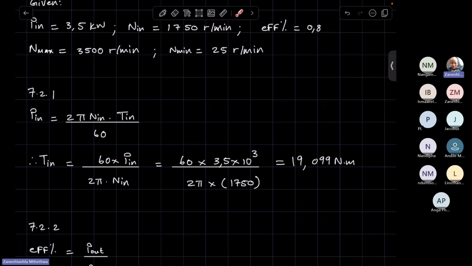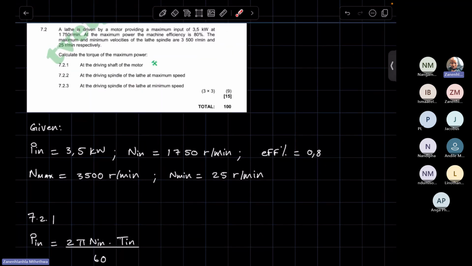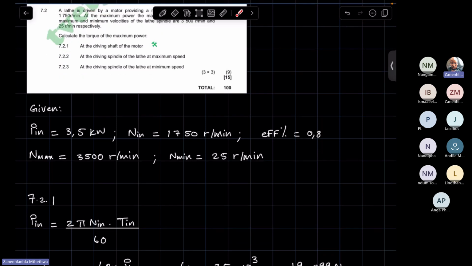All right. Now let's look at the second question. If you look here, they said calculate the torque at maximum power. So all of these questions are based on calculating some kind of torque. Now, as I mentioned, for this kind of problem, the one thing you can expect is to use this formula for power, because we are calculating different torques.